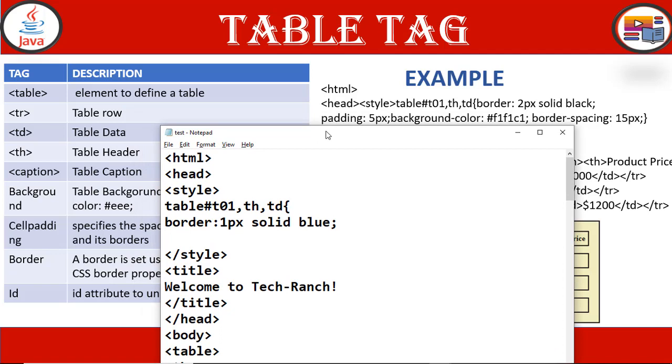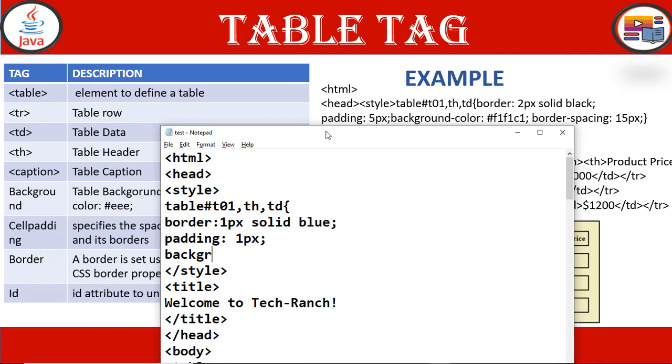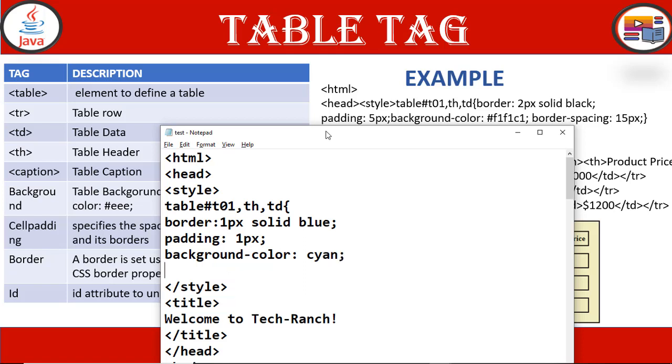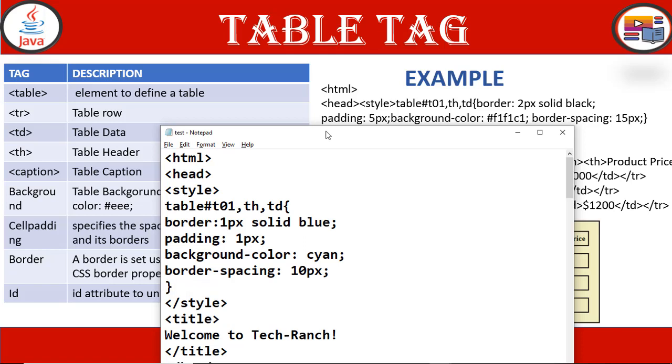Now padding, if you want, you can add padding equals to 1 pixel. So that will be a more compact type of table style. Background color, you can change it to any color, hash, or use any color code. You can directly use blue, cyan. Border spacing, change it to anything like 10 pixel. So it will be a more small and short type of style for your table.